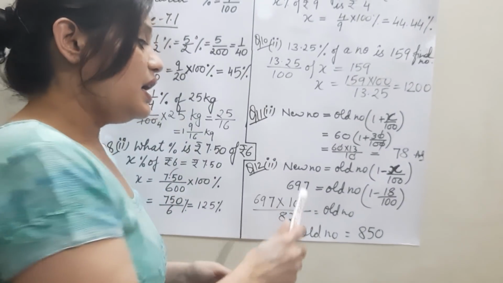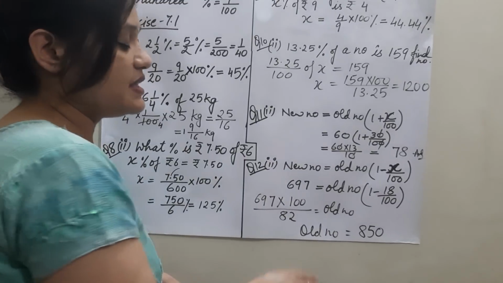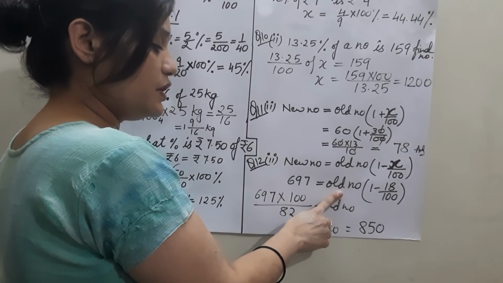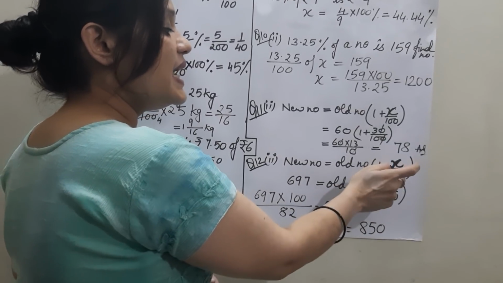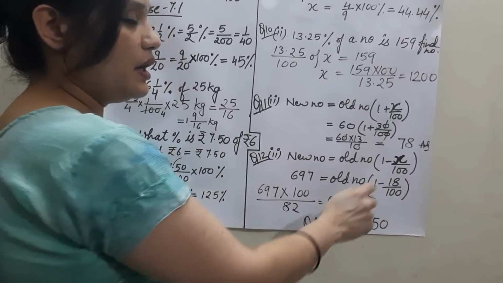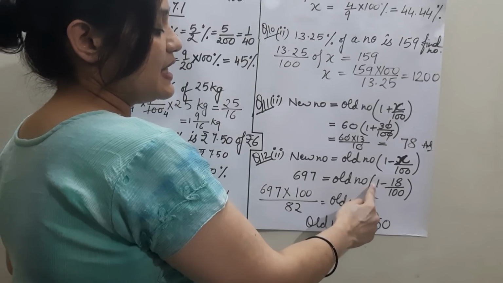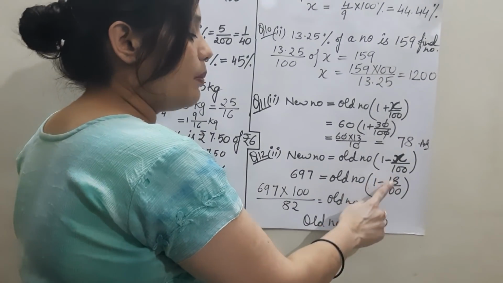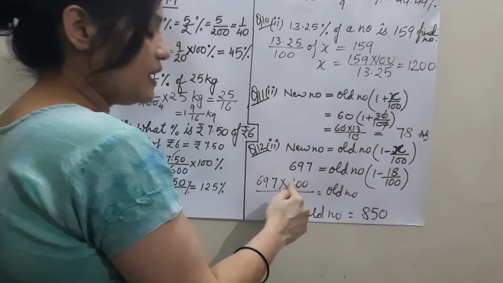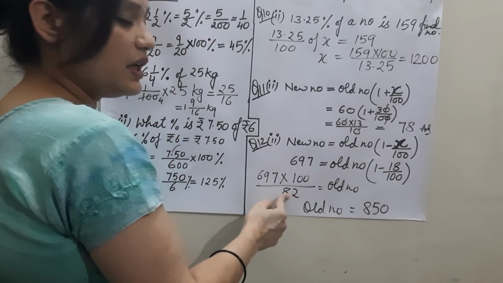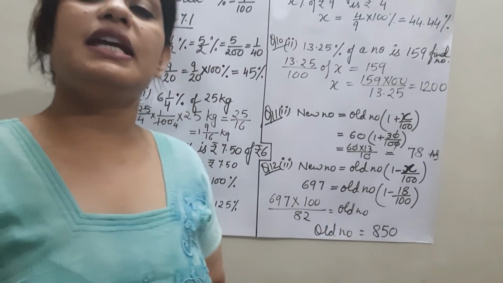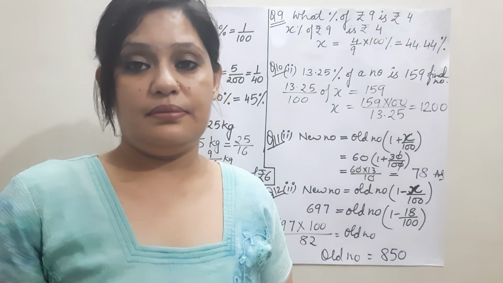It means in this case the new number is given, 697. The old or original number we don't know. 1 minus 18 upon 100. When we take LCM, 100 minus 18, that means 82 upon 100. 100 will come in the numerator, 82 will come in the denominator. When you solve it, you will get 850. Clear?